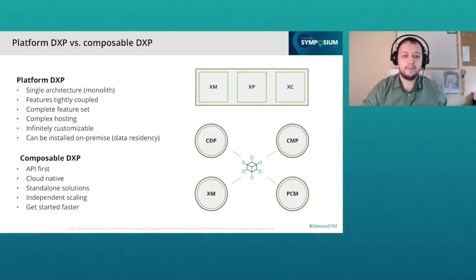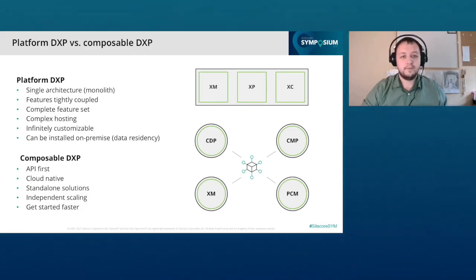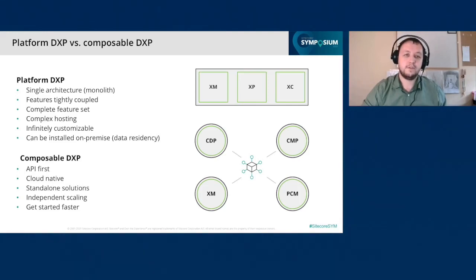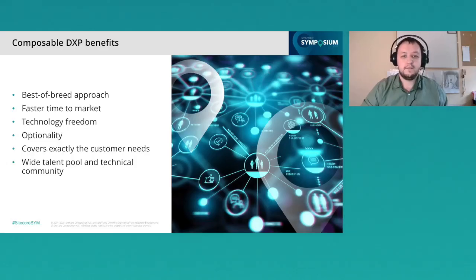Composable DXP is an API-first solution or architecture. The elements of this DXP cannot be hosted on-premise, but they are already hosted on the cloud, so they are ready to use standalone products. This means if you want to host an e-commerce solution, you don't need to pay for a complete content management solution if you don't plan to use it. Since these products are hosted in the cloud and they provide different starter kits, you can go faster to the market.